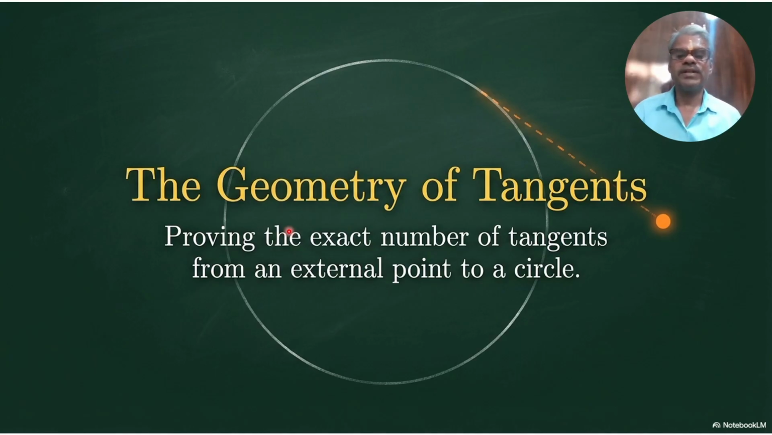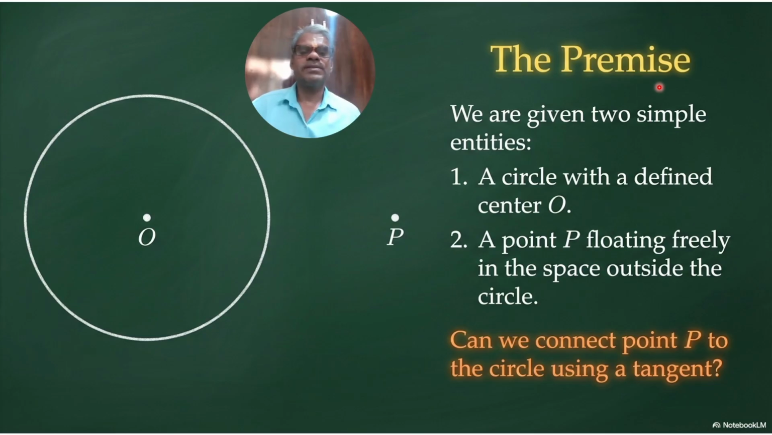The geometry of tangents: proving the exact number of tangents from an external point to a circle. The premise: we are given two simple entities, a circle with a defined center O, and a point P floating freely in the space outside the circle. Can we connect point P to the circle using a tangent? Let us see.